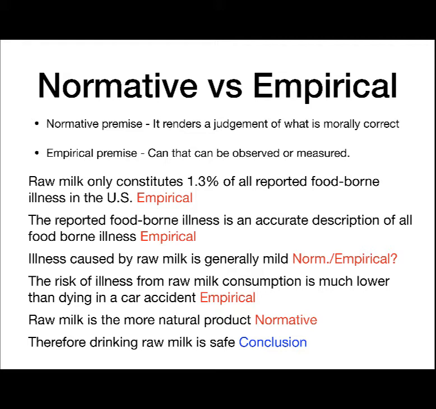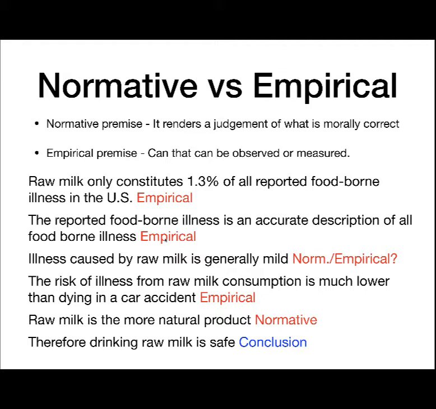So if we go through our arguments here, raw milk only constitutes 1.3% of all reported illness. That's empirical. You can measure that. The reported foodborne illness is an accurate description of all foodborne illness. Again, you can measure that. Illness caused by raw milk is generally mild. Well, I guess you could say it's empirical because you could survey people and ask them if the illness they had is severe or mild. But again, people will have different opinions. The risk of raw milk consumption is much lower than dying in a car accident. Again, you can measure that.